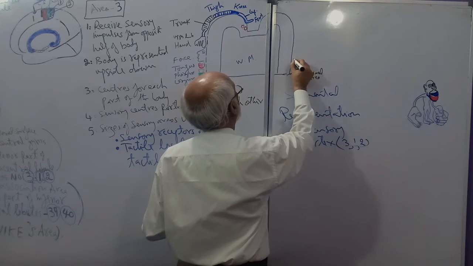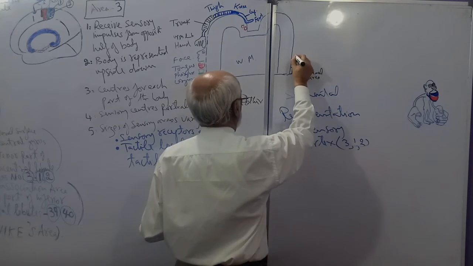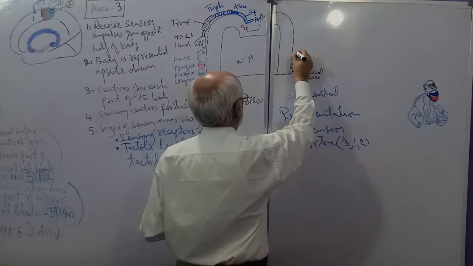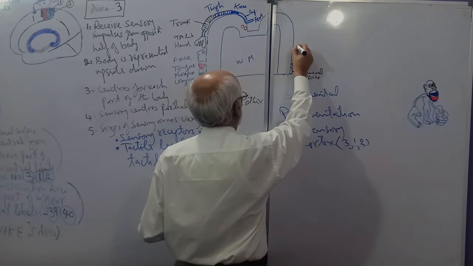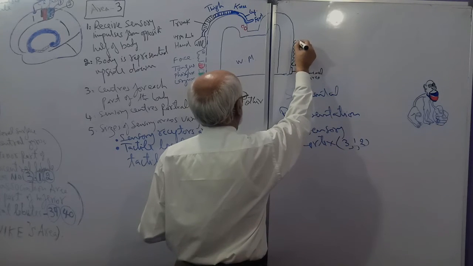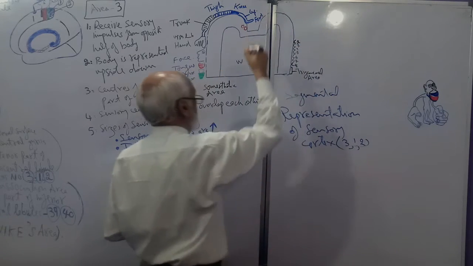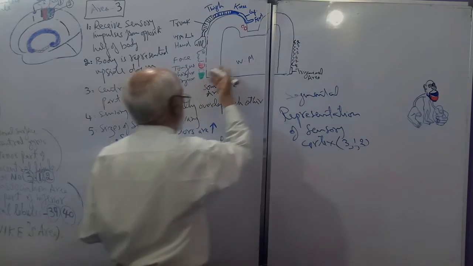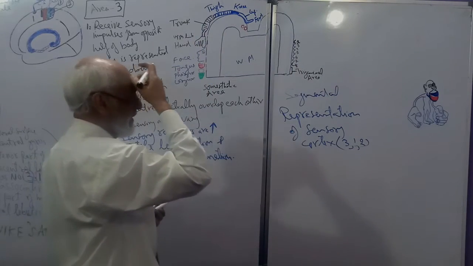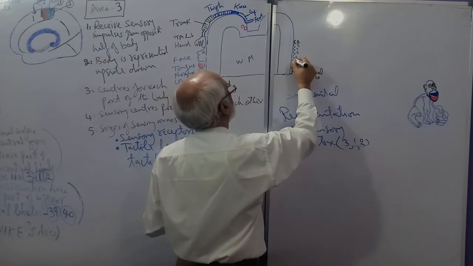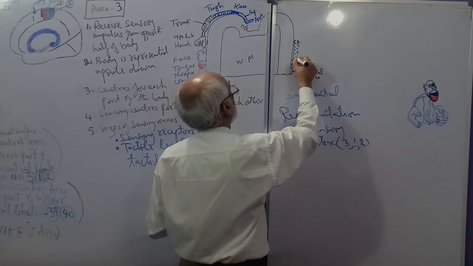C8, C7, C6, C5, C4, C3, C2. Cervical region segmentation from below upwards. Why? Because the body is upside down. These are the cervical spinal segments.